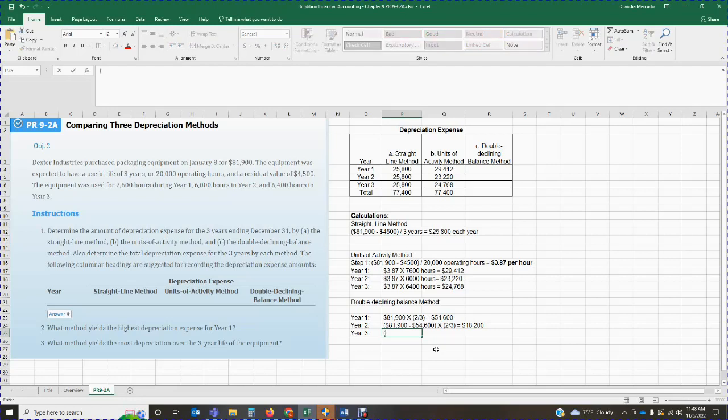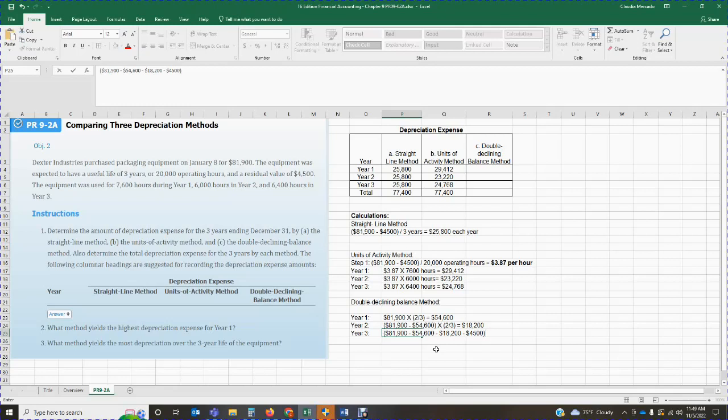So what we're going to do is take the 81,900. I'm going to subtract the depreciation for year number 1, which is 54,600. I'm going to deduct the depreciation for year number 2, which is 18,200. Okay, and I am going to subtract my salvage value of $4,500. On that last and final year, you have to deduct your salvage value on that last calculation, because we need to make sure that we don't depreciate past that amount.